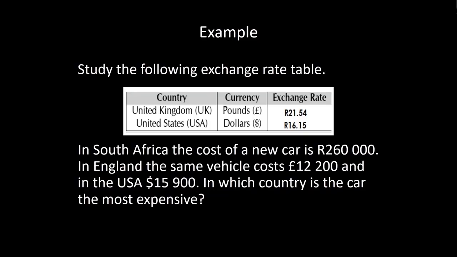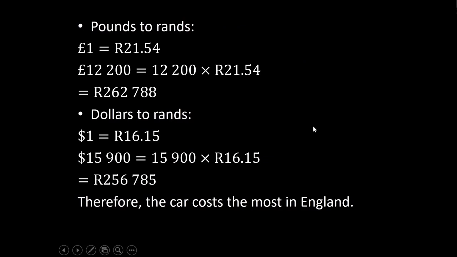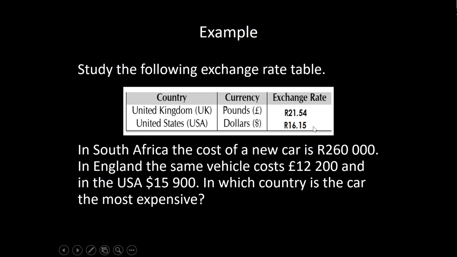So let's have a look at a quick example. Okay, so let's say study the following exchange rate table. We've got the United Kingdom. We see that in pounds here, the exchange rate to the rand is 21 rand 54. In other words, 1 pound is going to cost you 21 rand 54. It is extremely expensive to travel through the UK. The United States, the dollar, currently sitting at 16 rand 15. So in other words, $1 will cost you 16 rand and 15 cents.